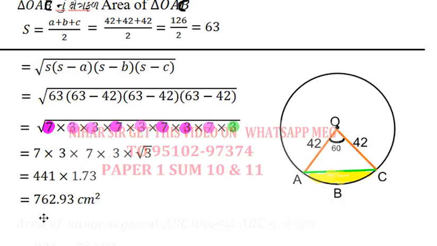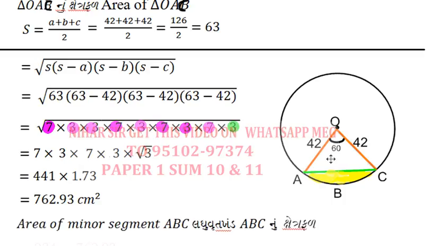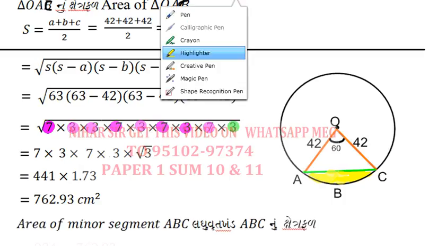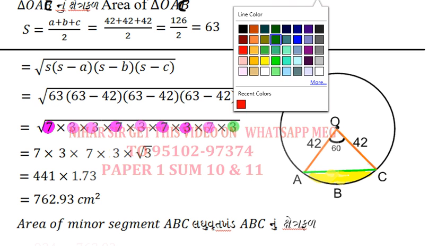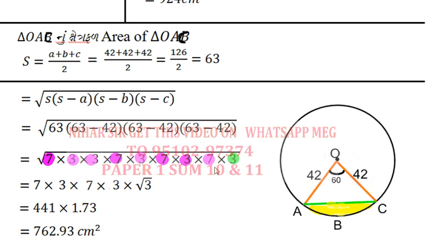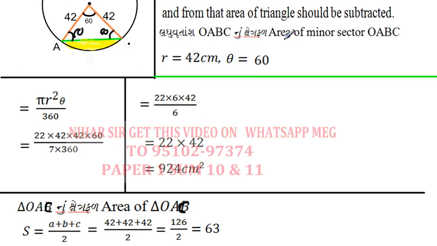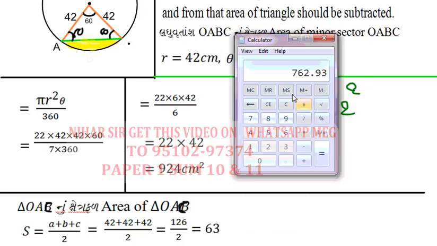1.73. So this is the area of the triangle, 762.93. Now, if you know the area formula for an equilateral triangle, you can apply that here. Let me do it somewhere here. Yeah, it has enough space. So the area of an equilateral triangle is root 3 upon 4 into side square. The side is 42 in this, so 42 square. You can solve it with this also. Let me show you how it works.